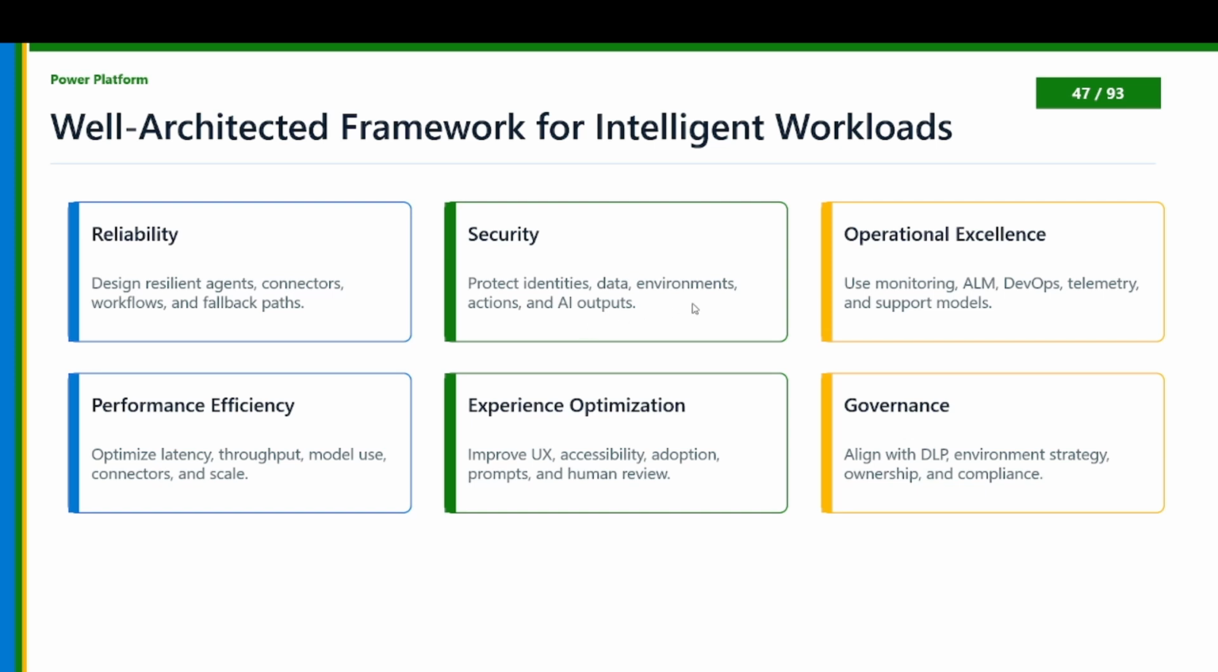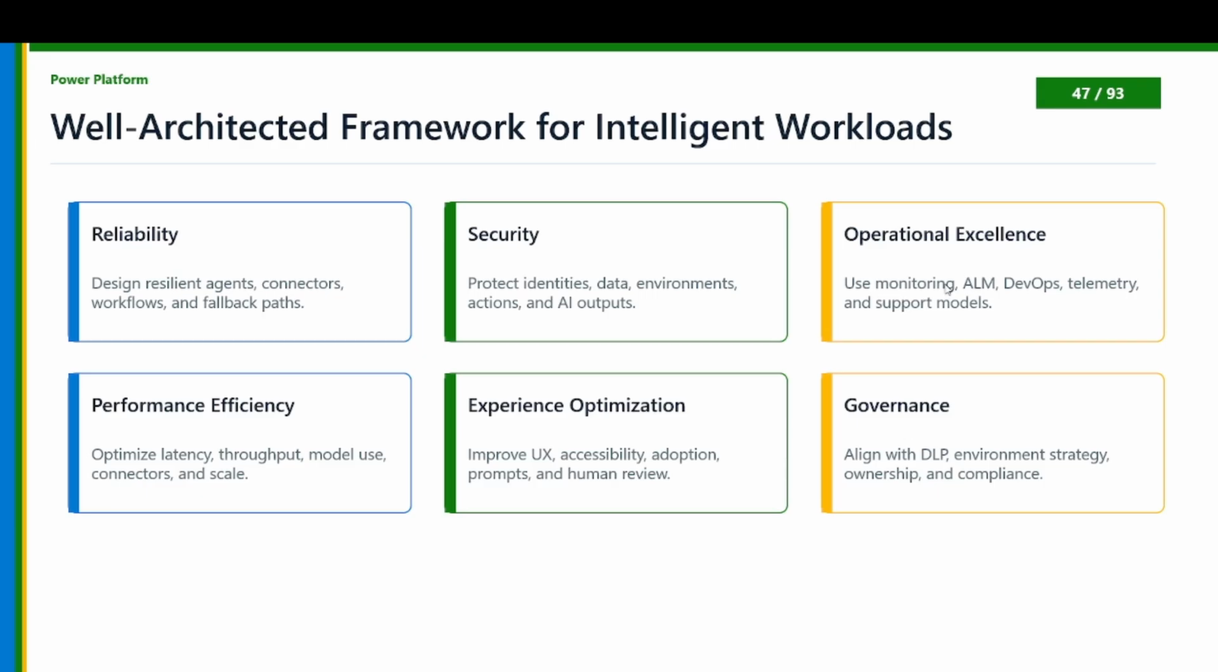So protect environment and data, protect actions, protect AI outputs, and also protect prompts. Implement guardrails and use company policy, and make sure everything that you're building abides by and operates within the boundary of the company policy. The next pillar is operational excellence.